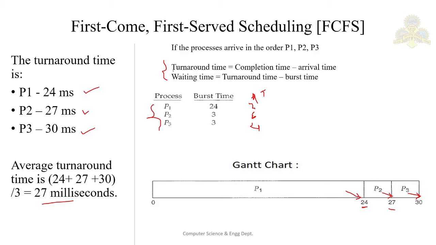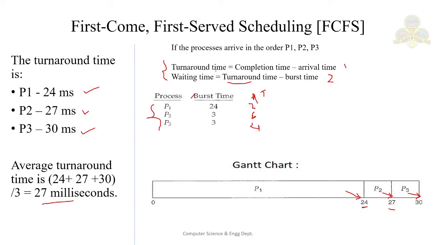To calculate the turnaround time, the formula is completion time of the process minus arrival time of the process. Then waiting time is equal to turnaround time of the process minus burst time of the process. Whenever you use the formula, first calculate the turnaround time, then the waiting time, because calculating the waiting time needs the turnaround time. For this problem, we'll check using the formula whether we get the same answer or not.